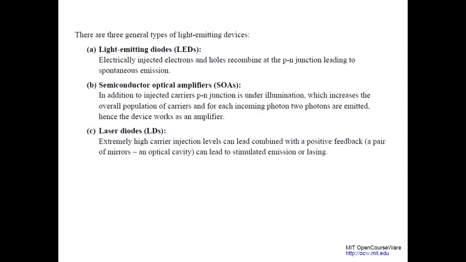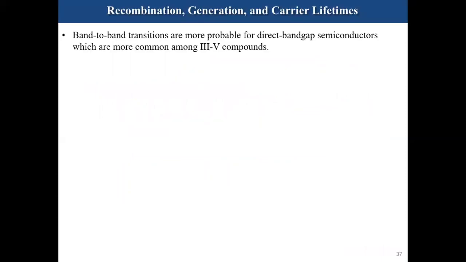So the kind of light emitting devices that we need to understand is the light emitting diode, where electrically we are injecting electrons and holes that recombine at the p-n junction, leading to a spontaneous emission. The other part that is important to us here is the laser diodes, where extremely high carrier injection level can lead, combined with a positive feedback, a pair of mirrors, an optical cavity, to a stimulated emission or lasing.